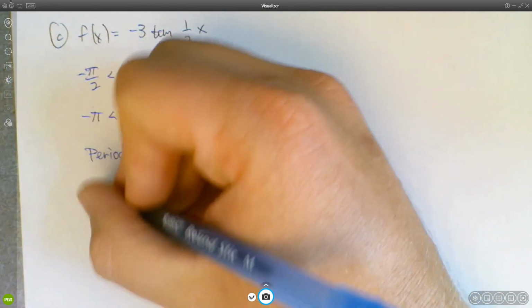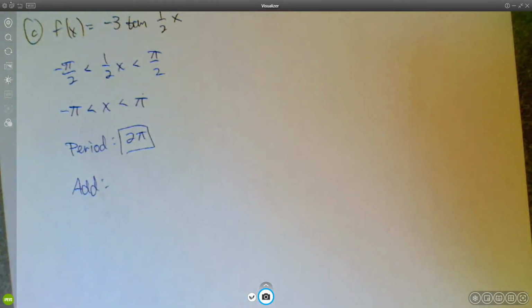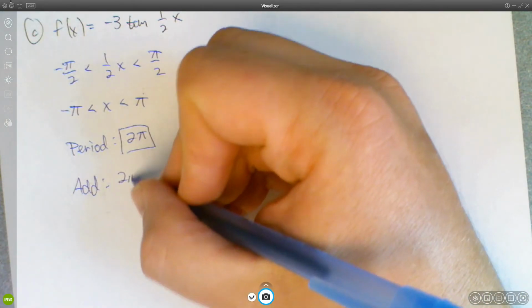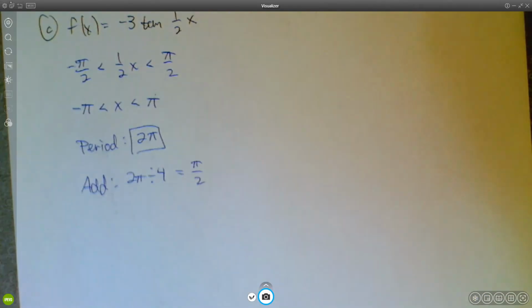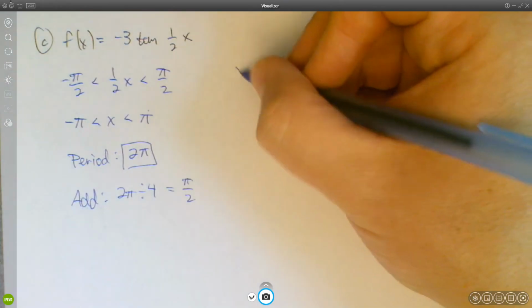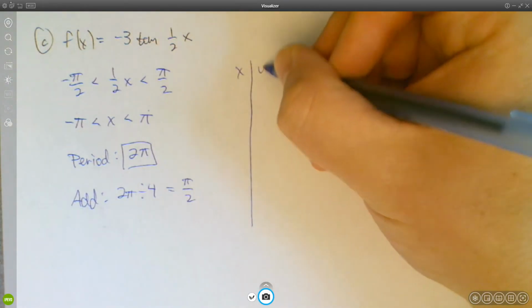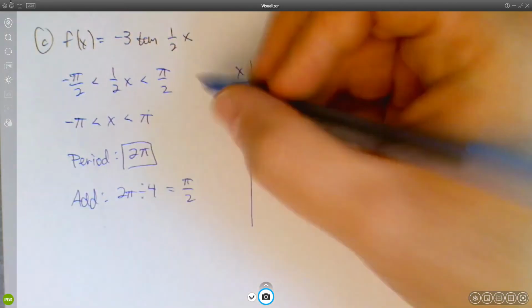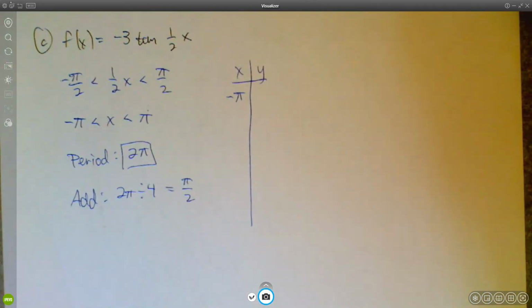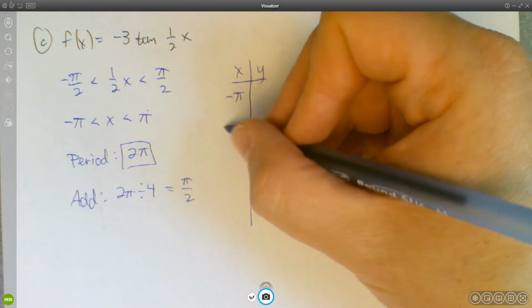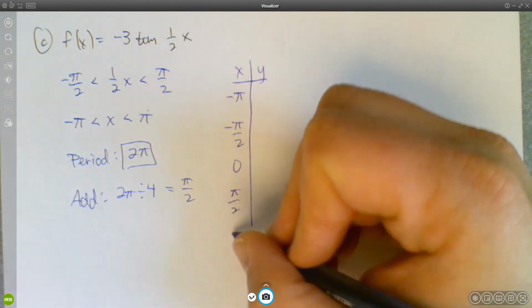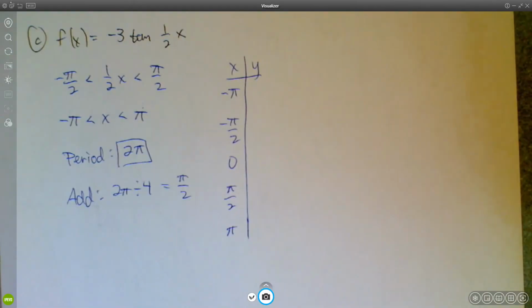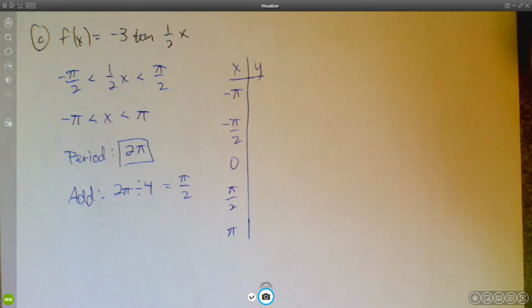So how much should we add? Well, we should add 2 pi divided by 4. That's going to be pi over 2. So let's do it. Starting at negative pi, I'm going to add pi over 2. Until I get back to pi, my endpoint. And there should be 5 values there now.